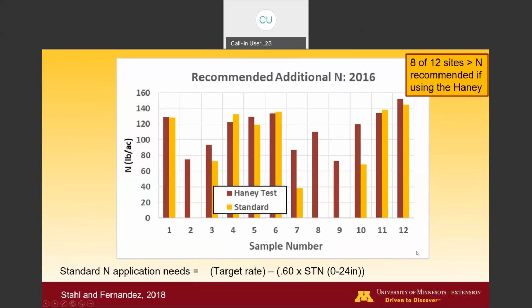Now in computing this, I took the target nitrogen rate that was calculated, that came out to 170 pounds of nitrogen per acre, then subtracted what was calculated to be the amount of residual nitrogen in the soil that would actually be available for the crop. Now what we do for our standard testing is to take 60% of that and subtract that off our target rate. So when you look at our results, 8 of the 12 sites, we ended up that more nitrogen would be recommended if you use the Haney.